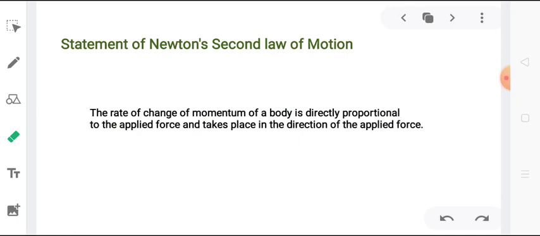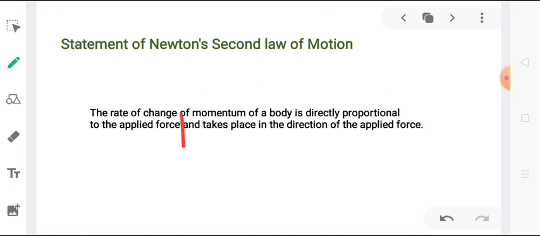Statement of Newton's second law of motion. The rate of change of momentum of a body is directly proportional to the applied force and takes place in the direction of the applied force. For the sake of convenience, we can divide the statement into two parts. The rate of change of momentum of a body is directly proportional to the applied force.